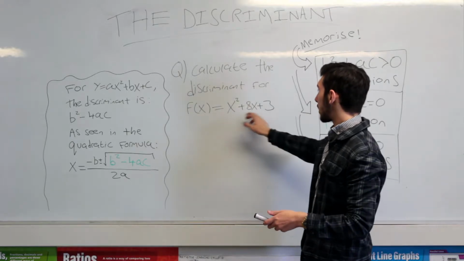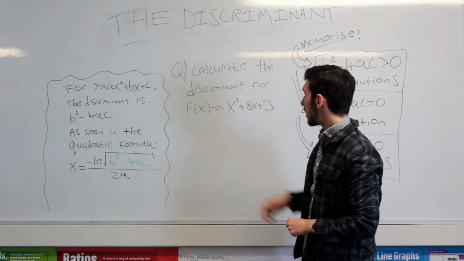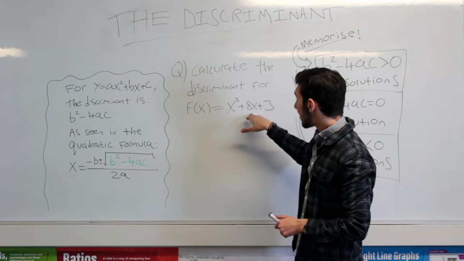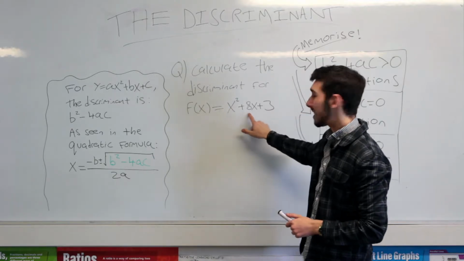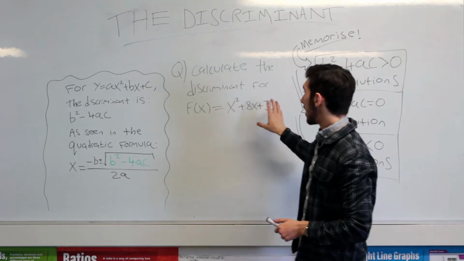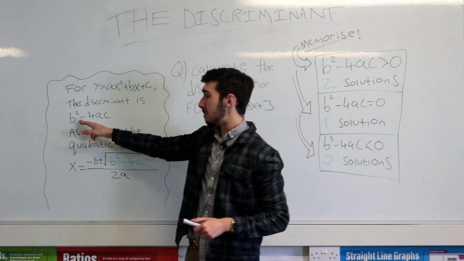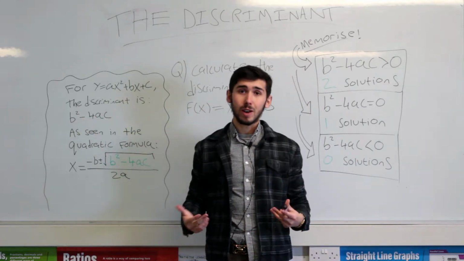So f of x equals x squared plus 8x plus 3. To do this, you would say a is 1, b is 8, c is 3. Let's plug those things into b squared minus 4ac. That would give you the value of the discriminant.